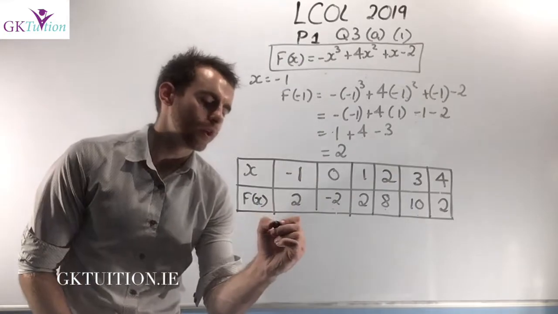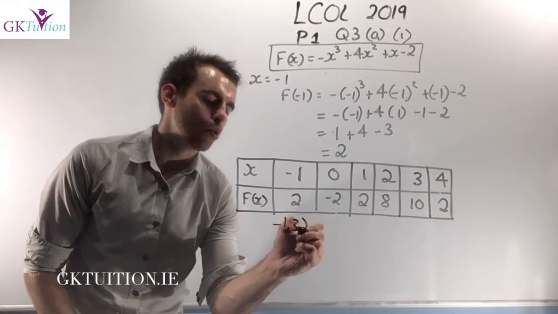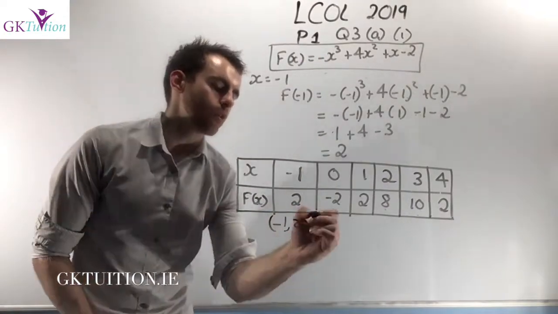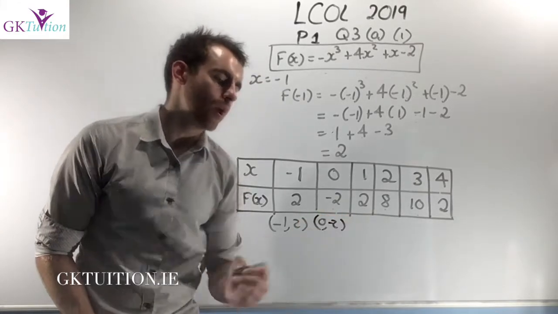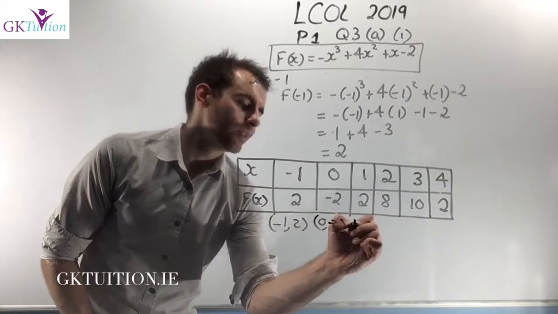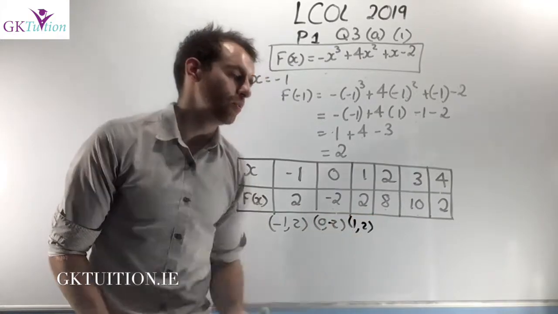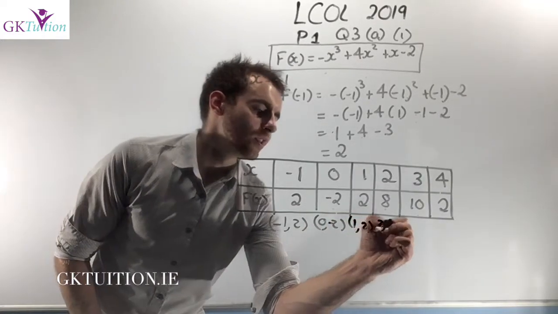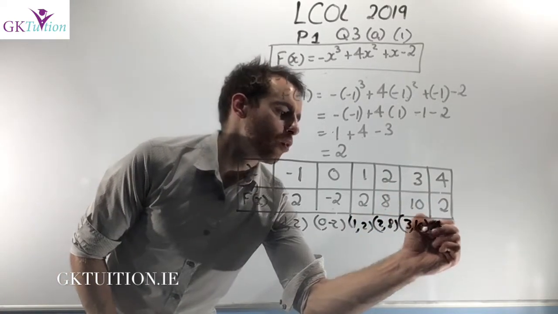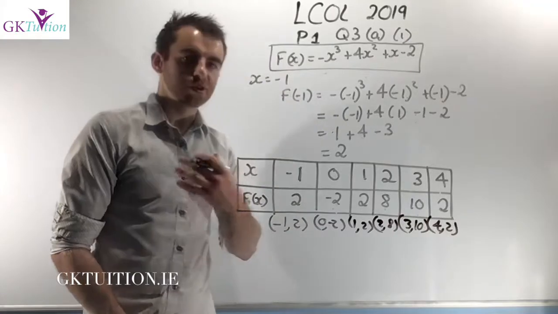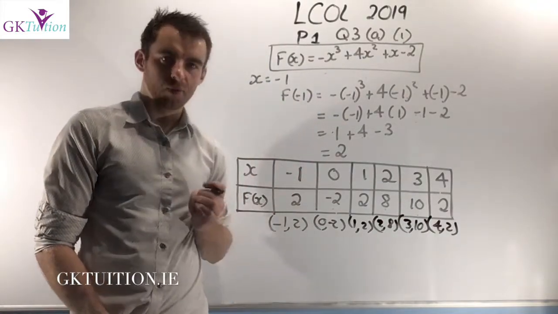Our first coordinate is the coordinate minus 1, 2. The second coordinate is the coordinate 0, minus 2. My third coordinate, the x is 1, the y is equal to 2. My fourth one, I have the coordinate 2, 8. Then I have the coordinate 3, 10. And then I have the coordinate 4, 2. Now I can just plot my graph and finish off part 1.